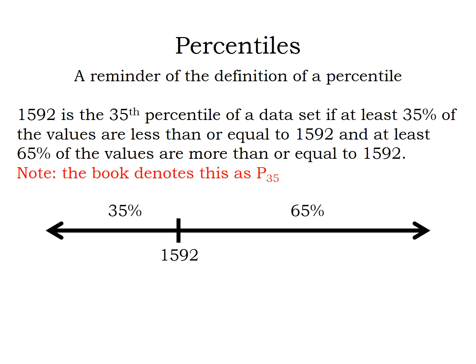So the 35th percentile is just the number separating the bottom 35% from the top 65% of any sample or population. We're going to use the shorthand P35 to denote the 35th percentile. Now, given that, let's take a look at an example.